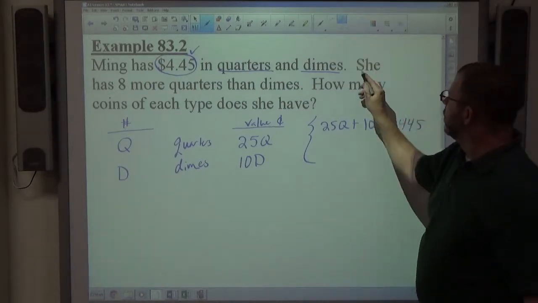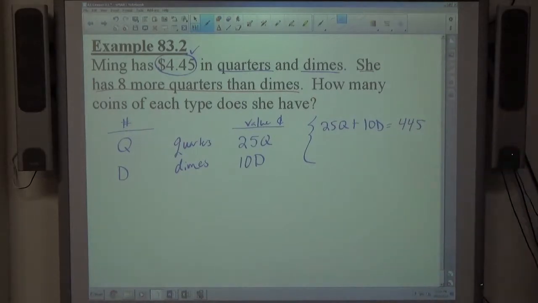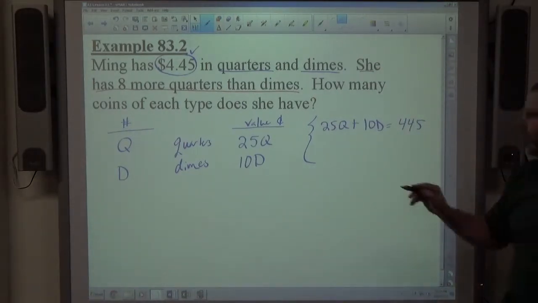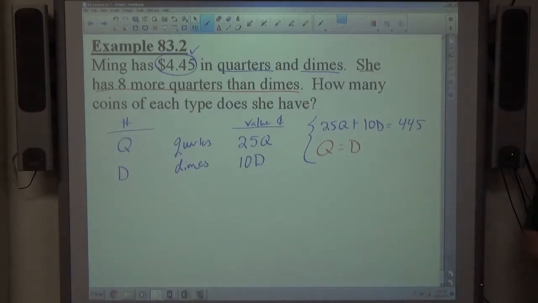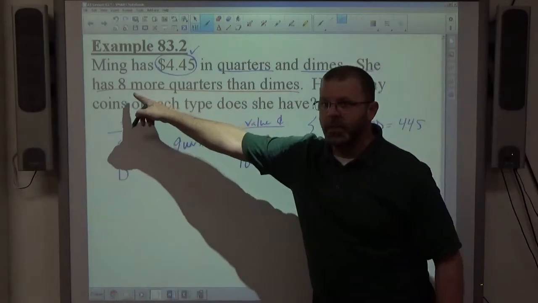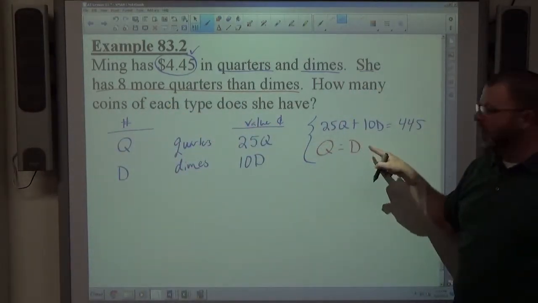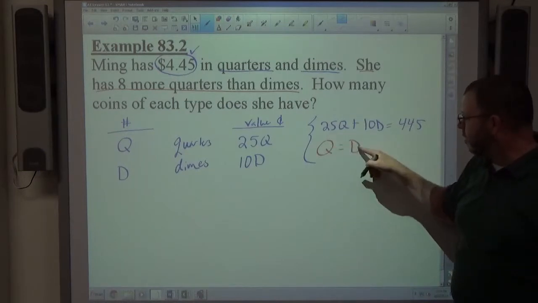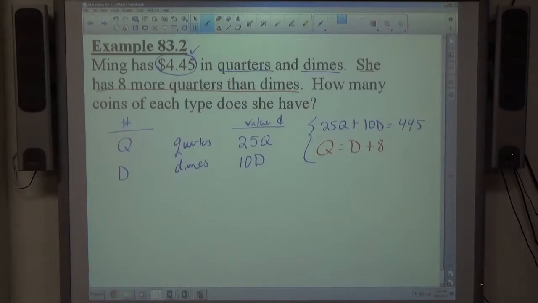Fact number 2: she has 8 more quarters than dimes. What does she have more of? Quarters. So if I wrote Q equals D, which number there is bigger? Q. How much bigger? 15 cents bigger? No, we're talking about the number of coins, not how much they're worth. It says 8 more, right? So this is exactly 8 more than that. D is smaller, so to make this equation true, I have to take the smaller number and add 8 to make the bigger number. Q equals D plus 8.